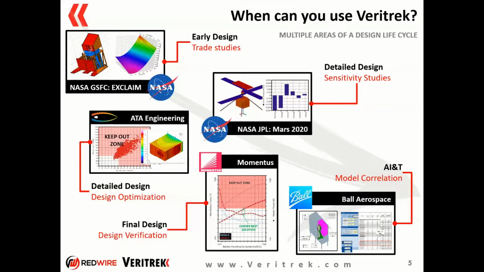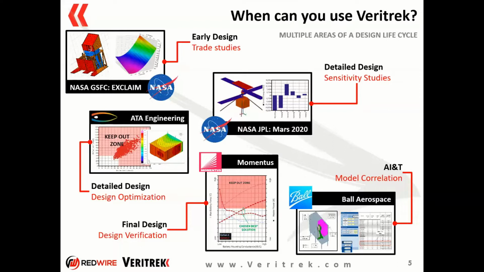But as we've worked with customers, we've really found that Veritrek is being used throughout the design life cycle. Whether it's early design trade studies, or maybe when you have a detailed design, trying to understand the sensitivities of thermal inputs and how they impact outputs. An example is some of the work that we did with NASA JPL on their Mars 2020 program. We also had ATA Engineering that used Veritrek during the detailed design stage to optimize their thermal design. In that particular example, they had multiple radiators and they were trying to trade radiator size and make sure that the size met both hot and cold case conditions.